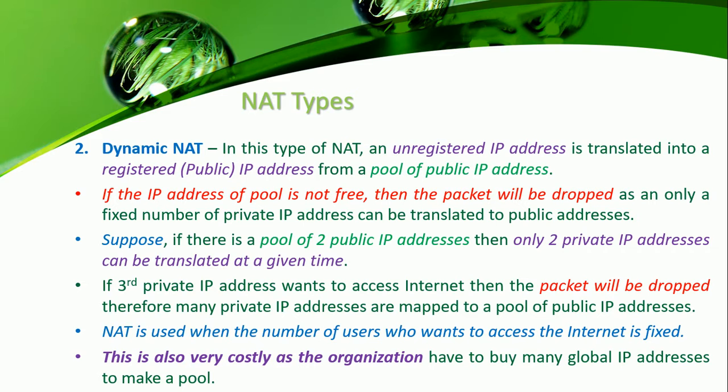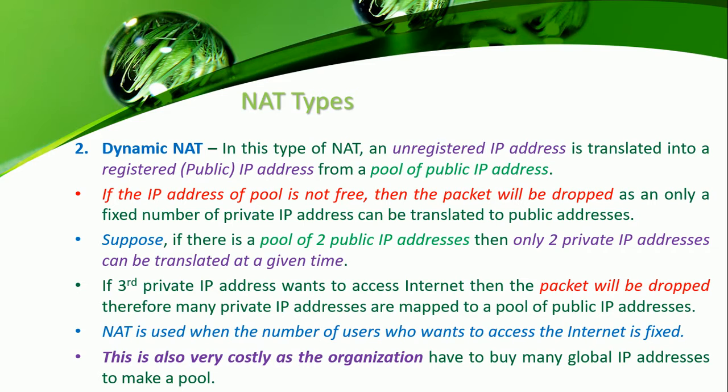Suppose you have a local area network having two systems with two private IP addresses, and in the pool you have two public IP addresses. If a third system wants to connect to the internet, its packet will be dropped, because the first address has been assigned to the first system, the second to the second, and the third will be dropped in this scenario.